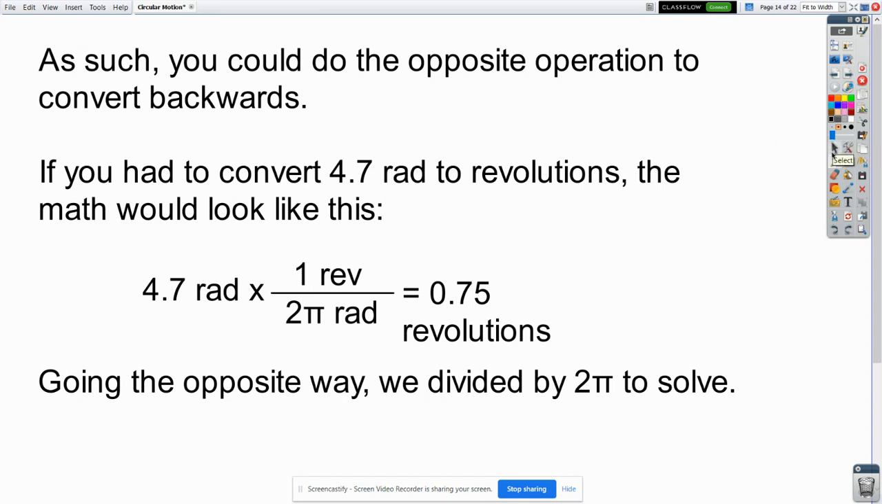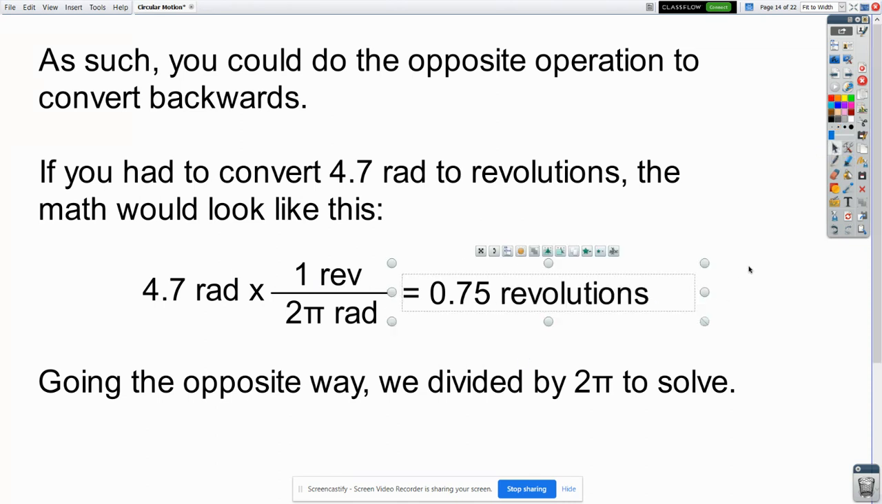If we know the number of radians, we can figure out how many revolutions that is by just doing the opposite operation. So instead of multiplying by 2 pi radians, we end up dividing by it. So if we had a measurement of 4.7 radians and we needed to convert that into revolutions, again, we start with the number we're given, the 4.7 radians. We set up that equivalence, 1 revolution equals 2 pi radians. This time, the radians will cancel out, so the 2 pi ends up on the bottom.